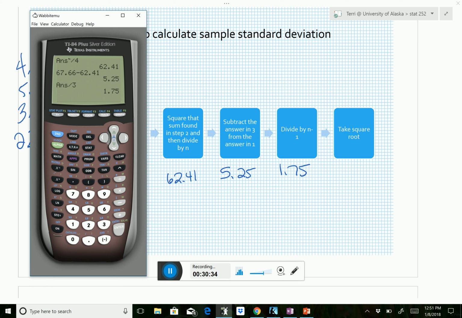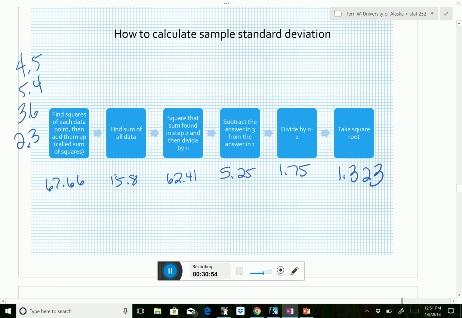And take the square root of the second answer. Whoops, get my second all the way in there. There we go. 1.323. Standard deviation, 3 decimal places. That's pretty good.